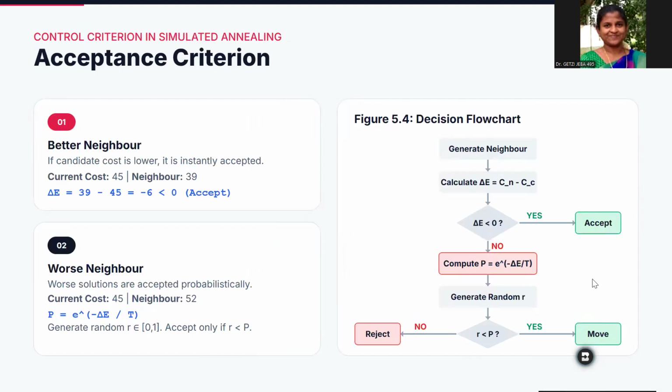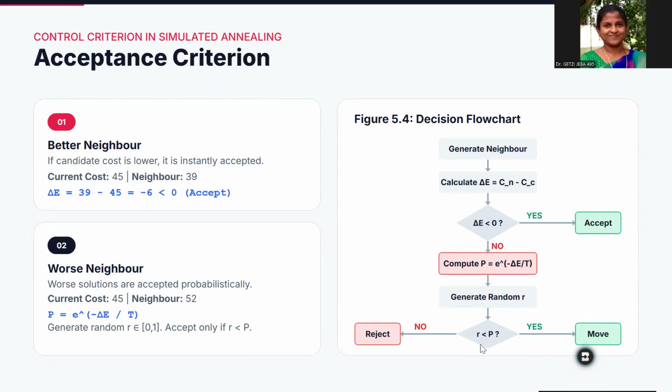Then you have to set the acceptance criterion. What is the acceptance criterion? Delta, that is what we learned in the previous two slides. P is equal to e to the power of minus delta E by T. After you create the acceptance criterion, if the candidate cost is lower, it is instantly accepted. Worse solutions are accepted using probability. Now, after you calculate the probability of acceptance, you generate a random number R.